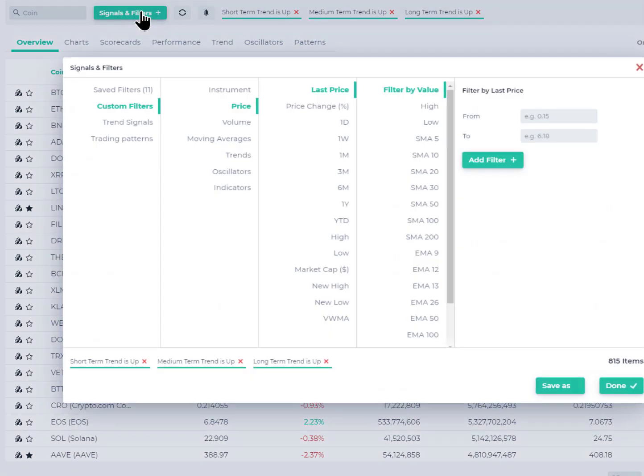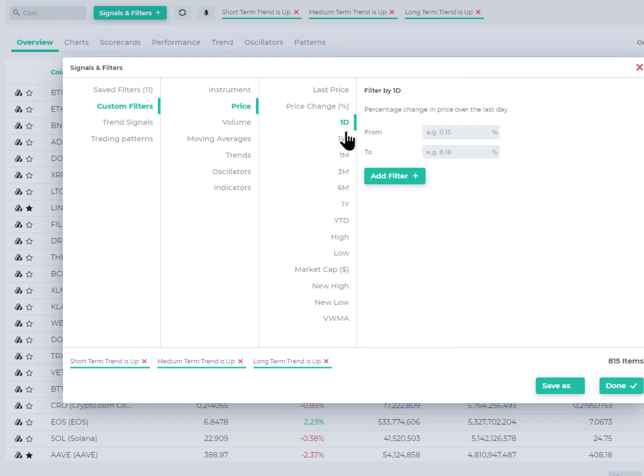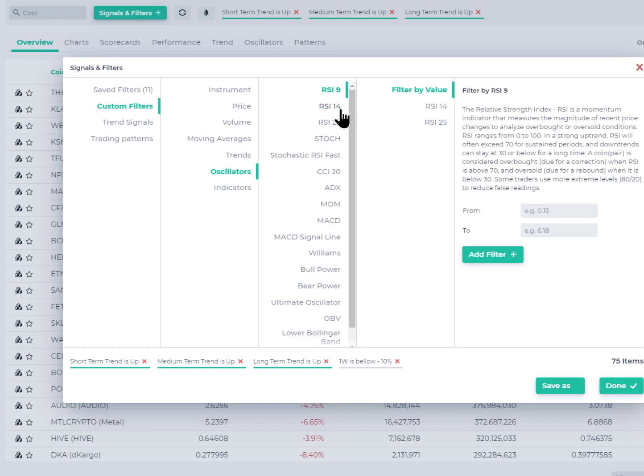Now I'm going to add a criterion that I'm looking for coins that are down on a weekly basis, or in the last week are down, let's say 10%, so minus 10. Okay, now that gets me down to 75 coins. I also want to have an RSI 14, so I don't want a situation that's overbought. So I want all the situations that have RSI under 70.